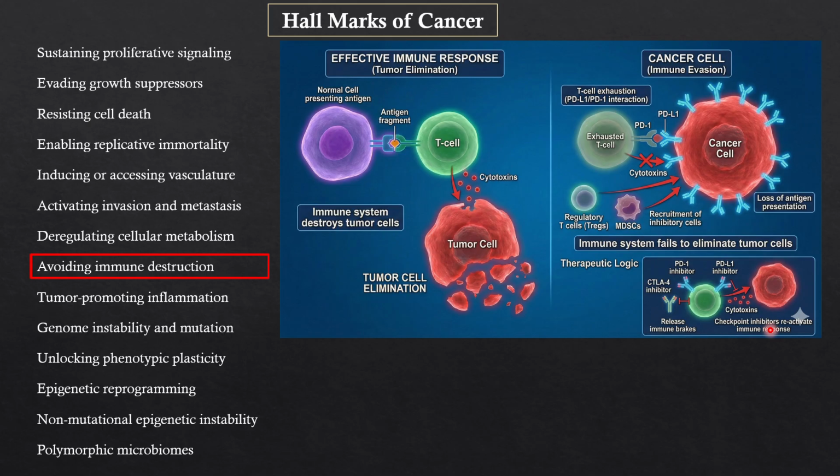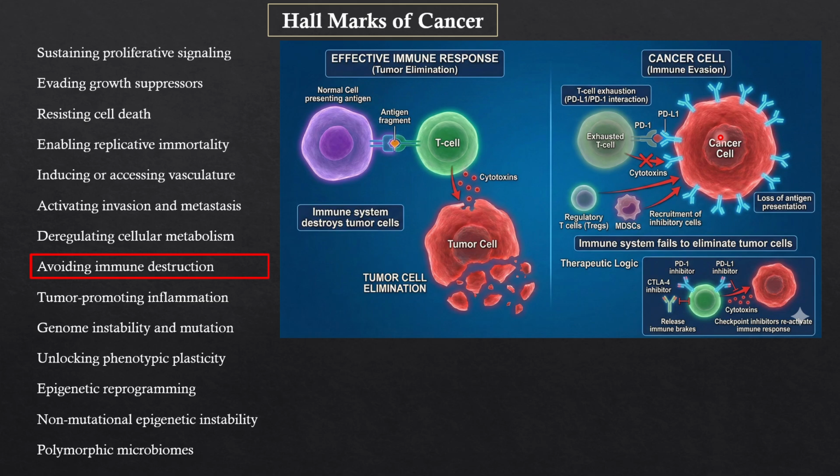Coming to the other hallmark of cancer, avoiding immune destruction. Basically, cancer cells avoid immune destruction. In a normal cell, there is an effective immune response where the tumor is eliminated because the normal cells present antigens, and these antigen fragments bind to the T cells, and as a result, certain cytotoxins are produced, and these cytotoxins break down or eliminate the tumor cells. This process is the immune system destroying the tumor cells. But this immune system is evaded in cancer cells, and they bypass this.